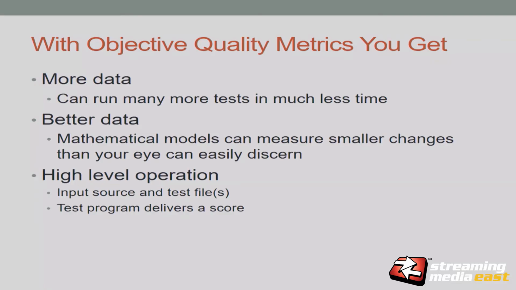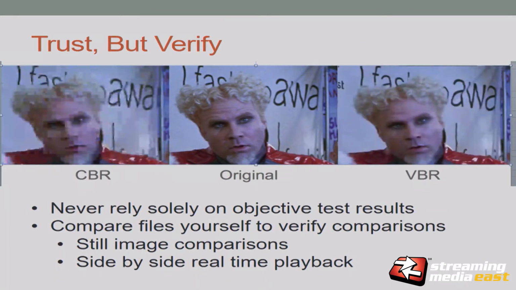So basically, you get more data, better data, and as we'll see, you just input your test files, and the program delivers a score for you. And my take is, you can never trust 100% the results of objective quality metrics. You've always got to do some level of checking, real-time playback, to verify what the numbers show, because they're not 100% reliable.